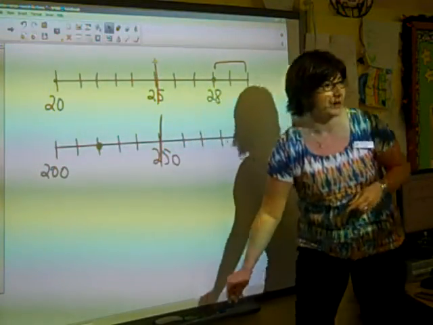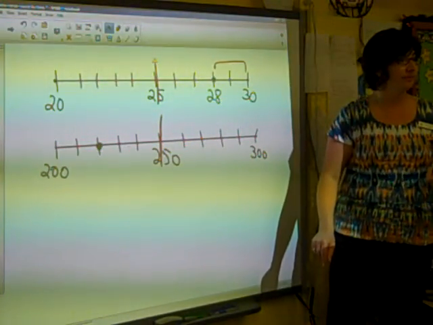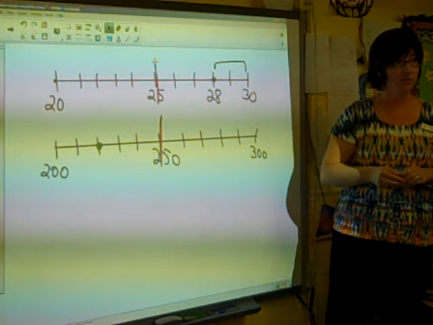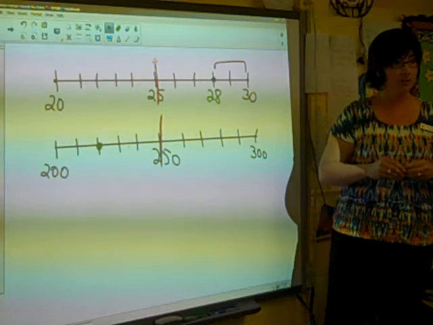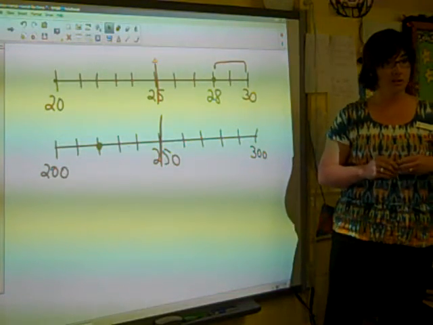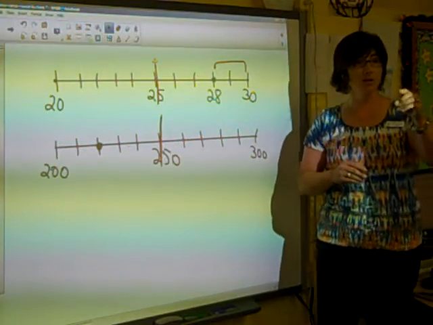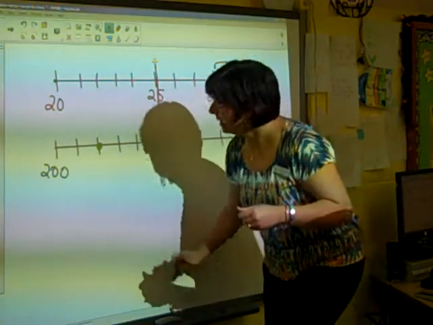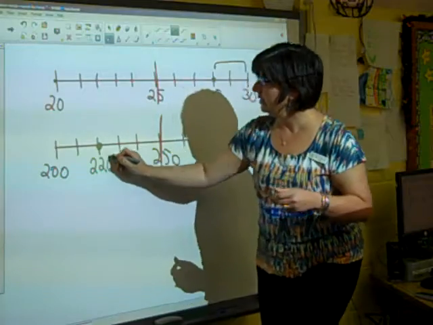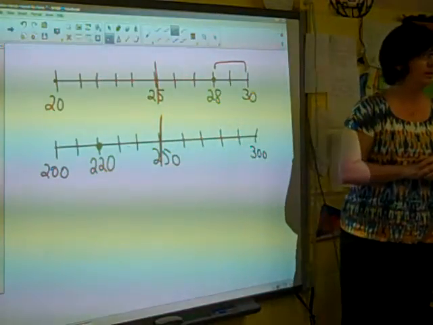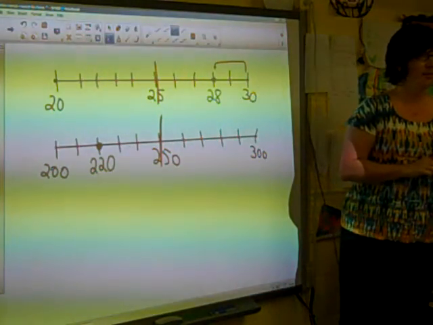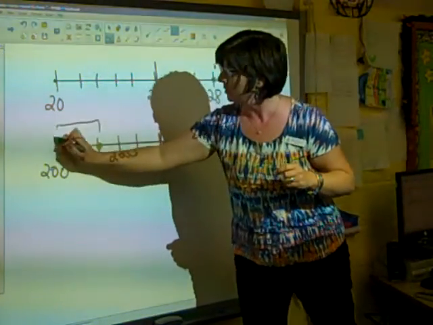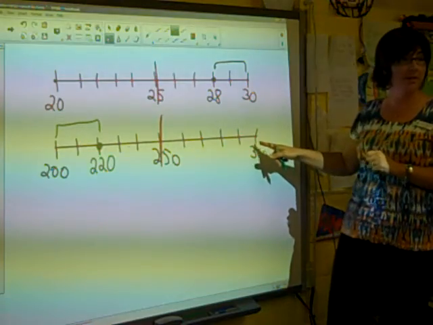Does anybody know what place I've marked there in the green? Hannah? 200. Close. You got the digits right. Carly? 220. So this is 220. So what is 220 going to round to? Ellie? 200. So it is closer to 200 than it is to 300.